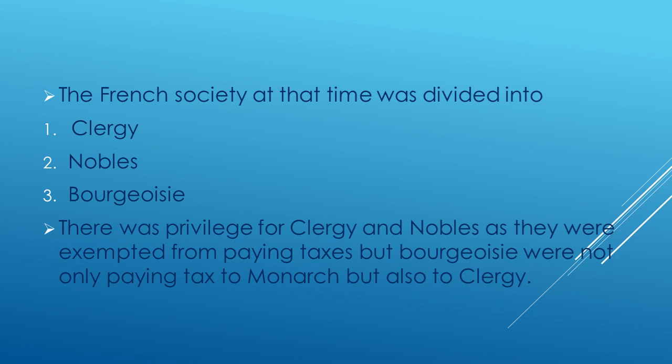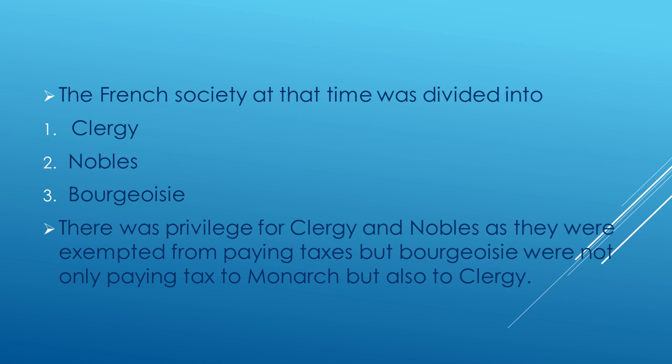There was privilege for the clergy and nobles as they were exempted from paying taxes, but the bourgeois were paying tax not only to the monarch but also to the clergy. See, there was a lot of discrimination going on at that time. The clergy and nobles were exempted from any kind of tax. Instead, the third estate, the bourgeois, were paying tax to the nobles and clergy. They were not aware of this kind of discrimination before the American Revolution. After the American Revolution happened, they got enlightened, they became aware of equality, fraternity, democracy and all these feelings, and that is the reason why they started to oppose the discrimination that existed at that time.